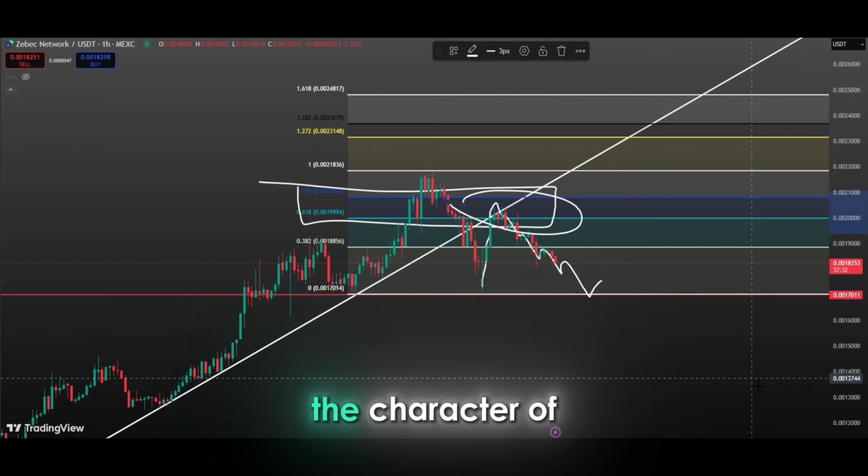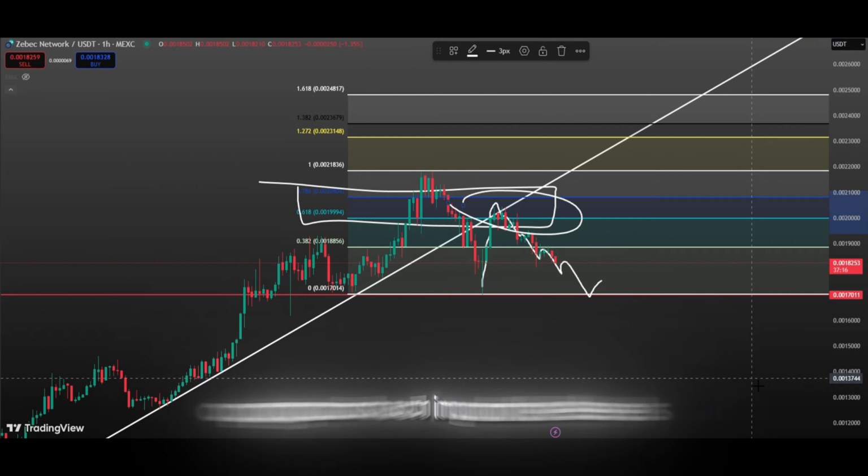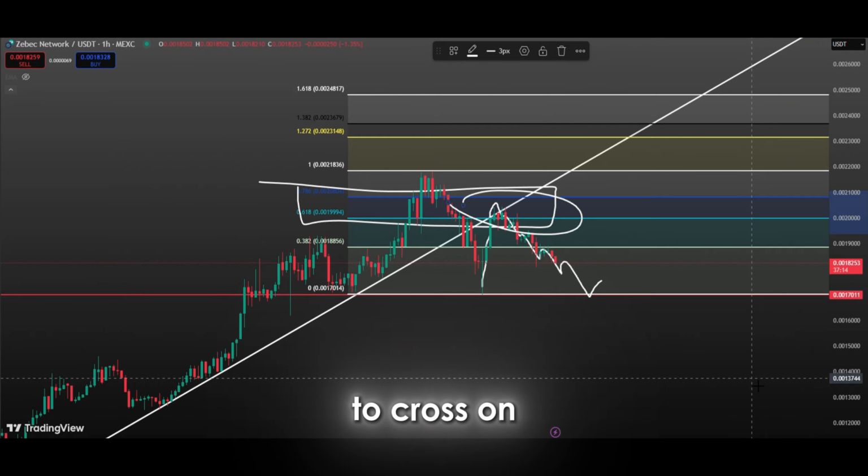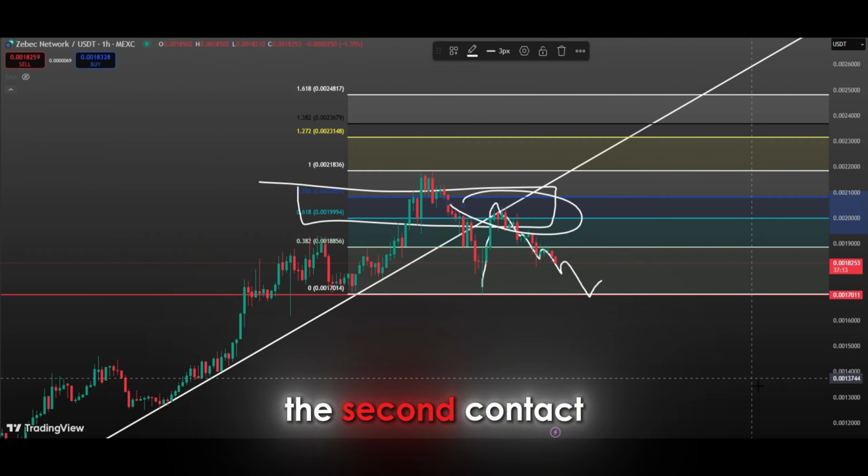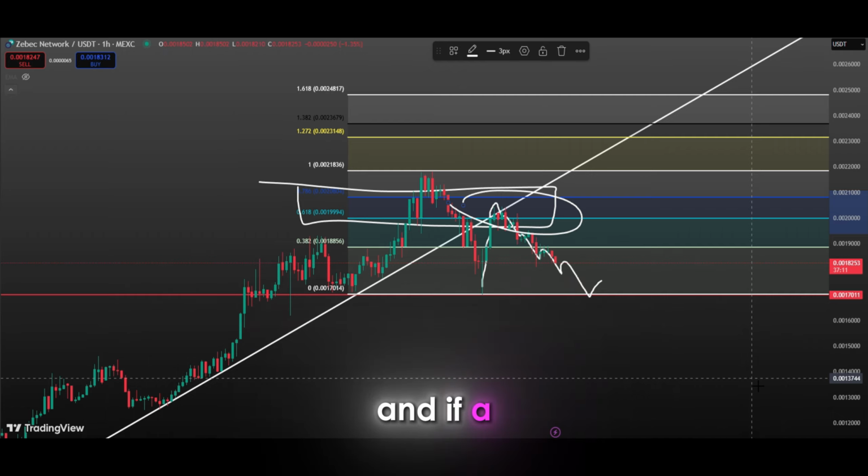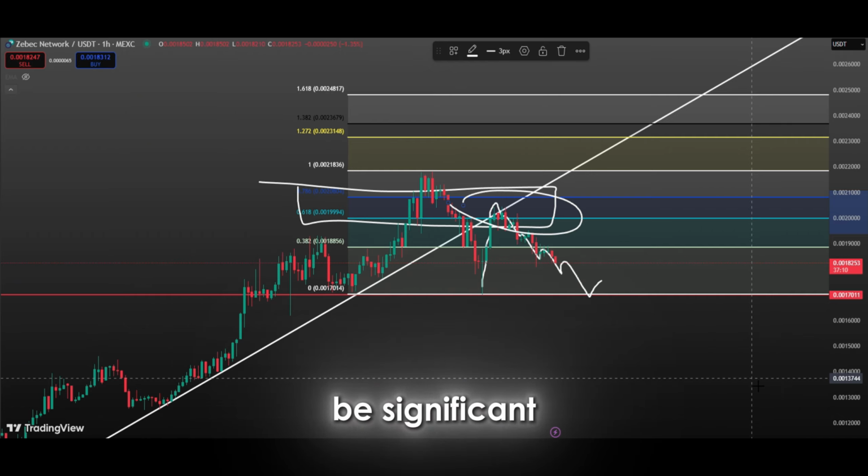In addition, the character of the pullback that follows the operation of this resistance level is also very important. If the decline was heavy and voluminous, this would indicate how dominant the sellers were. However, if the decline was weak and without volume, then the possibility of a second bullish move from this area should not be ruled out. In such cases, one of the things that traders should watch carefully is whether the price will test this resistance level a second time. This is because sometimes the price may approach such important levels that it failed to cross on the first contact after a short correction. The second contact is usually more challenging, and if a successful breakout occurs, the upside could be significant.